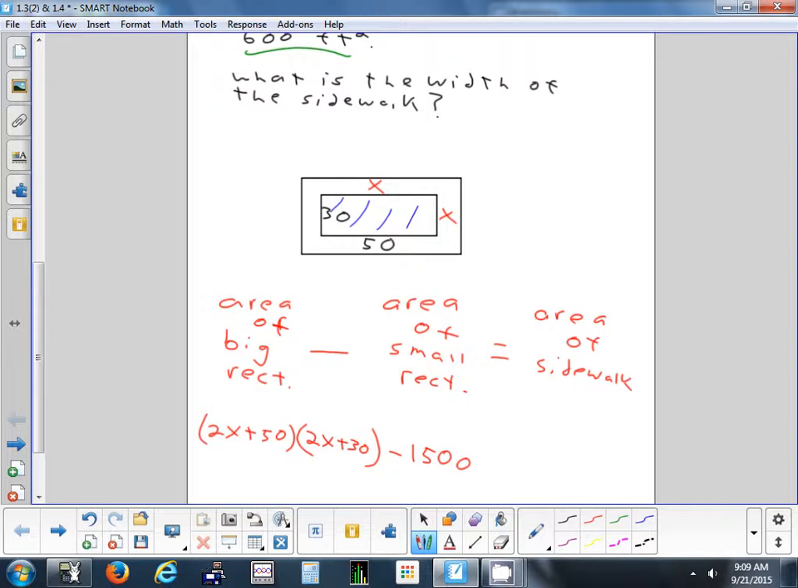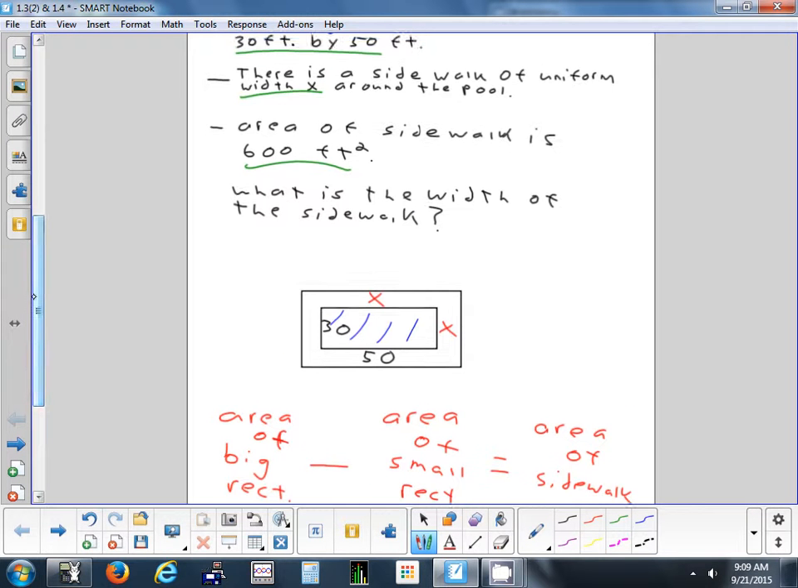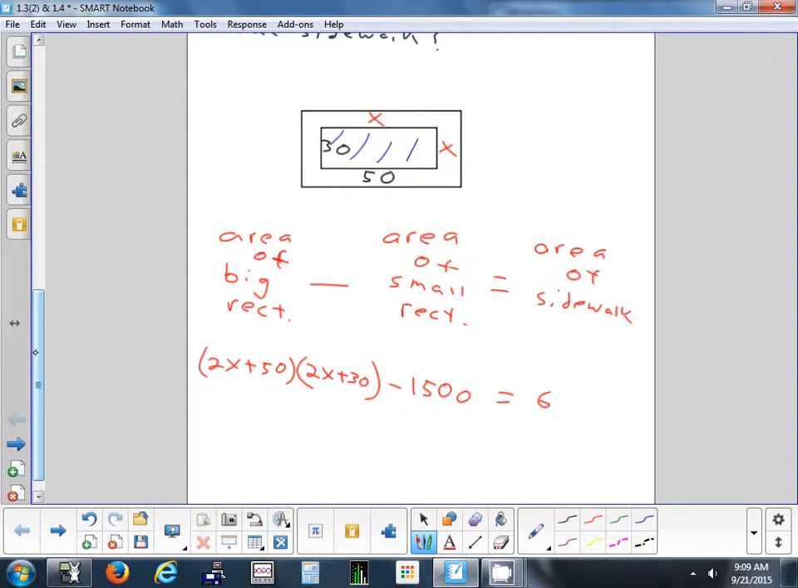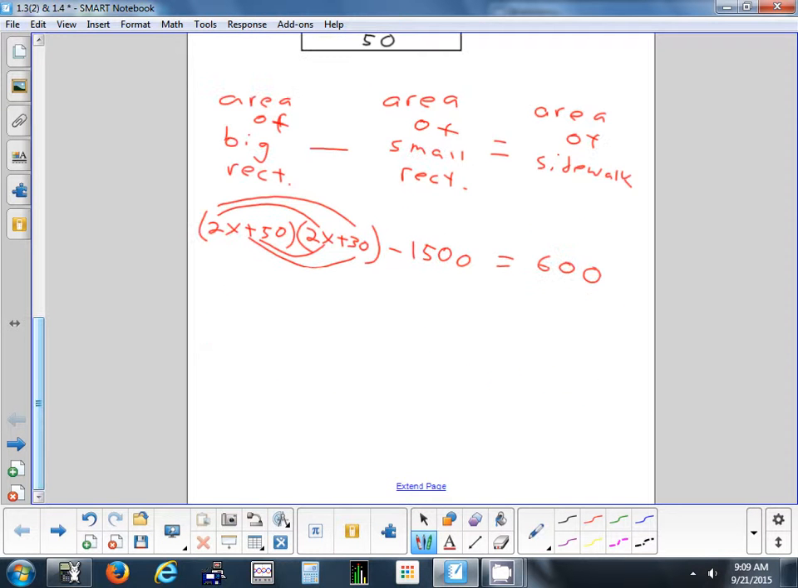All right, so the area of the small rectangle. And what did they say the area of the sidewalk has to be? 600. Yeah, they told me it's 600. Right, so now I'll just do this out. I'll distribute it and see what I get. Okay, we'll solve for x. We can use the calculator if we need to.